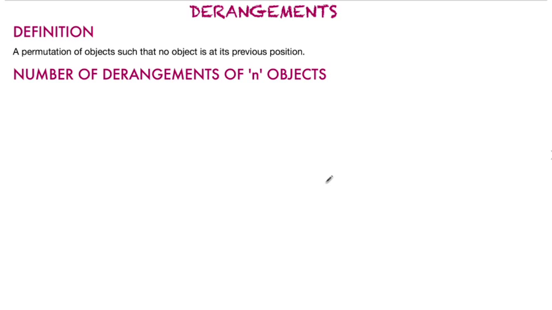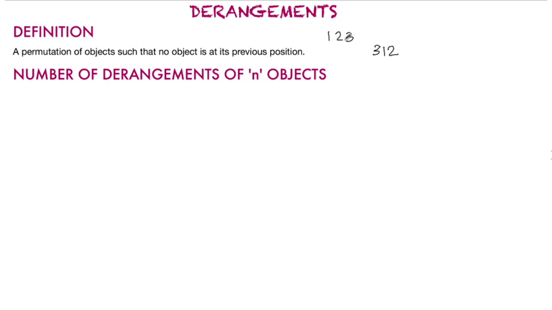Hello, so in this video we will talk about a concept called derangements. The definition of a derangement is a permutation of objects such that no object is at its previous position. So what do we mean by this? If we have three objects, 1, 2 and 3, we change the position of 1, 2 and 3 in such a way that none of them is at their initial position.